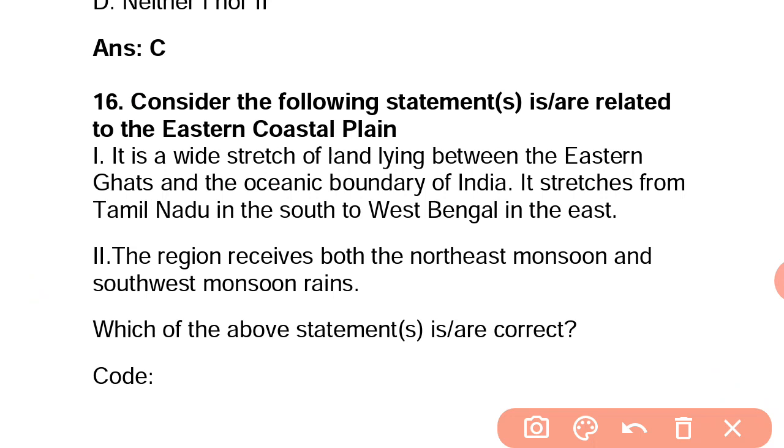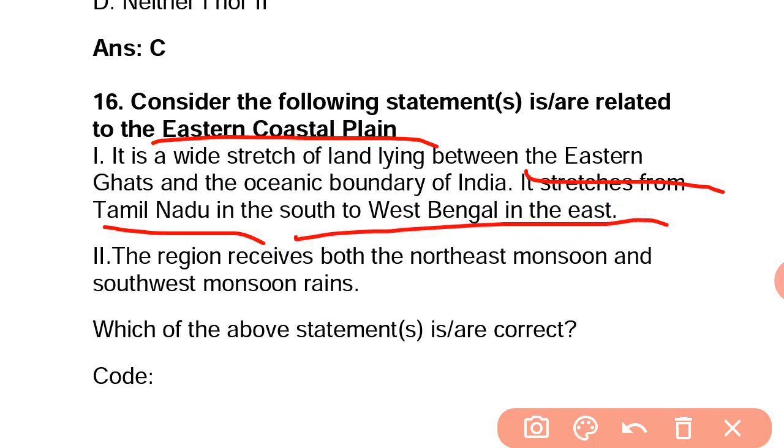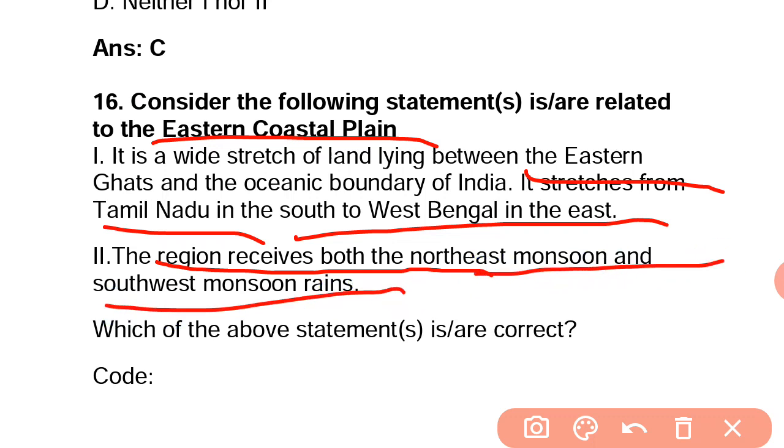Consider the following statements related to the eastern coastal plain. I. It is a wide stretch of land lying between the Eastern Ghats and the oceanic boundary of India. It stretches from Tamil Nadu in the south to West Bengal in the east. II. The region receives both the northeast monsoon and southeast monsoon rain.